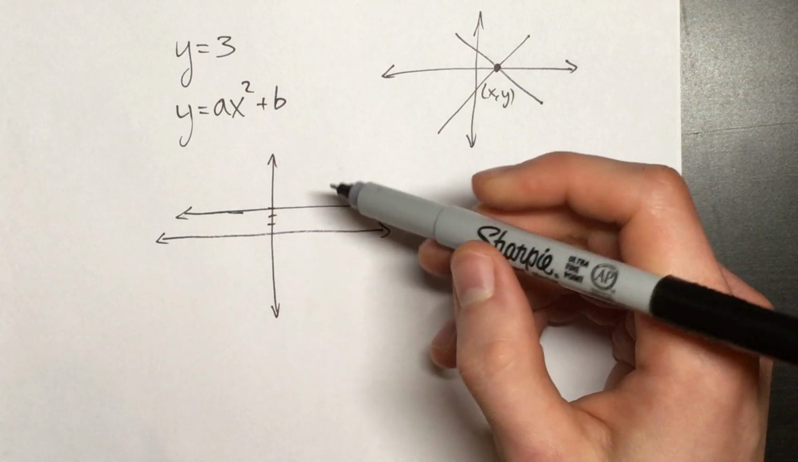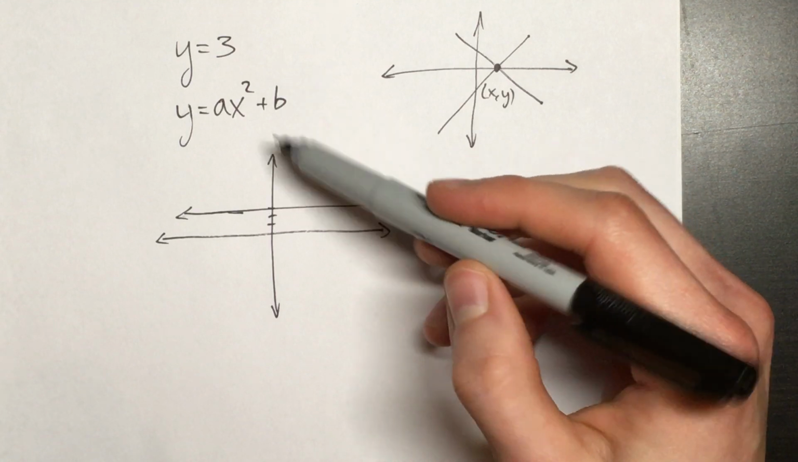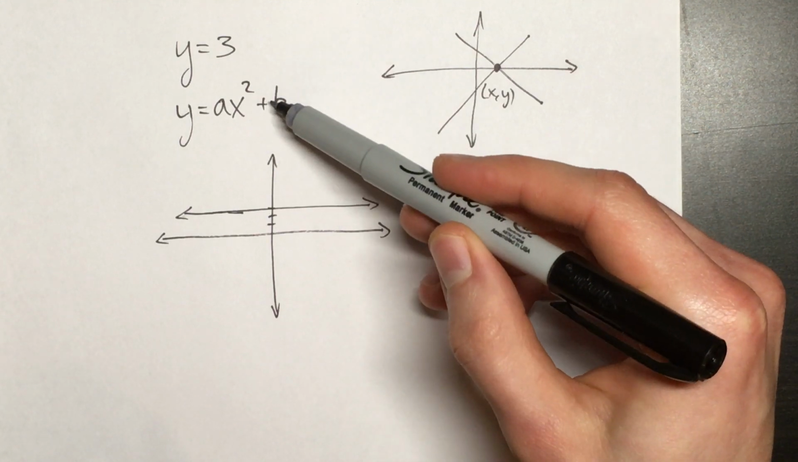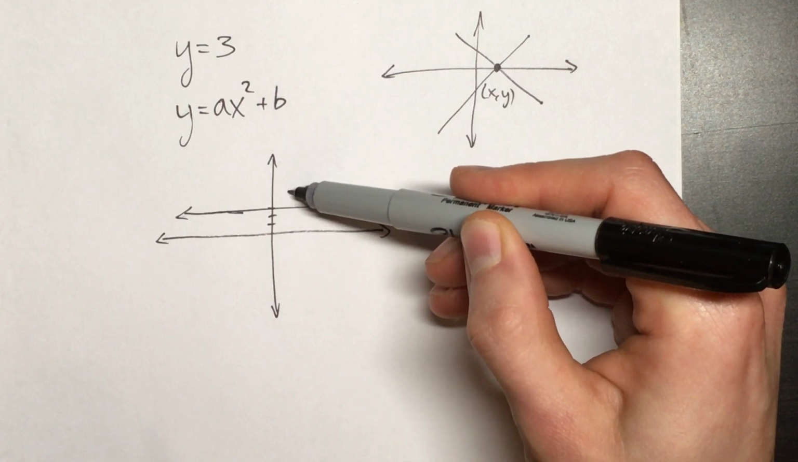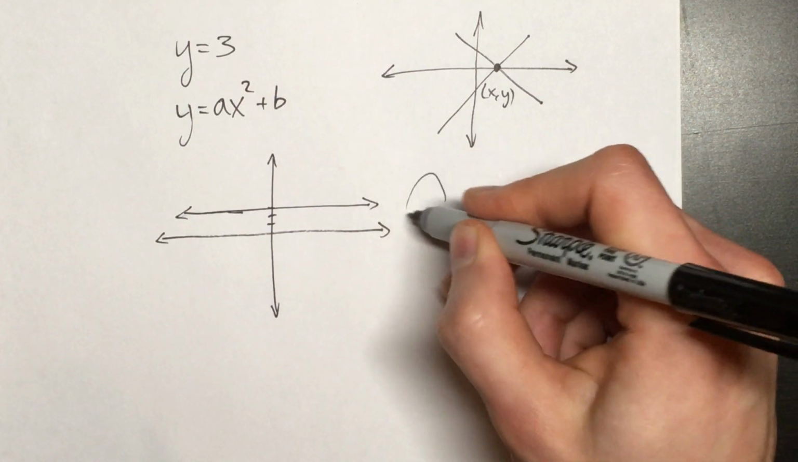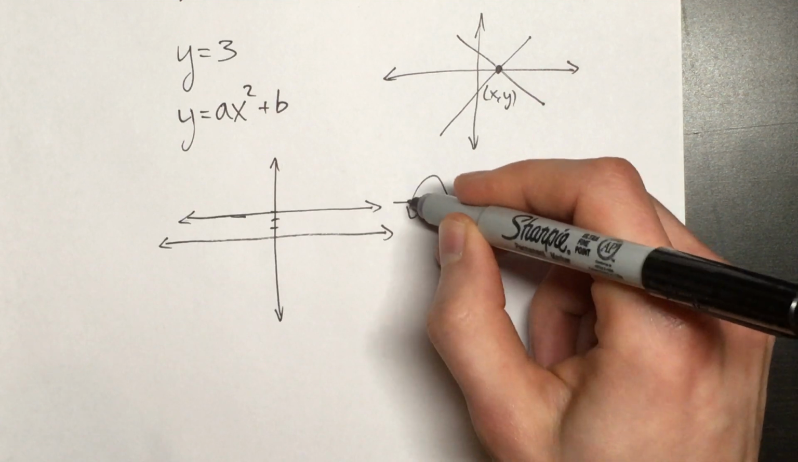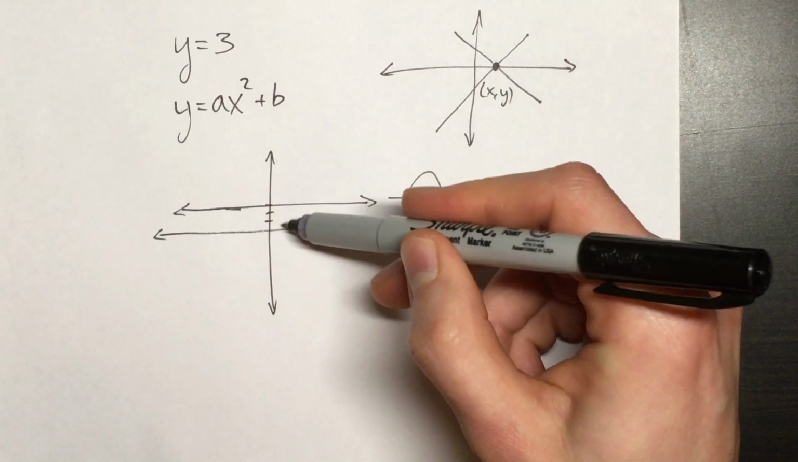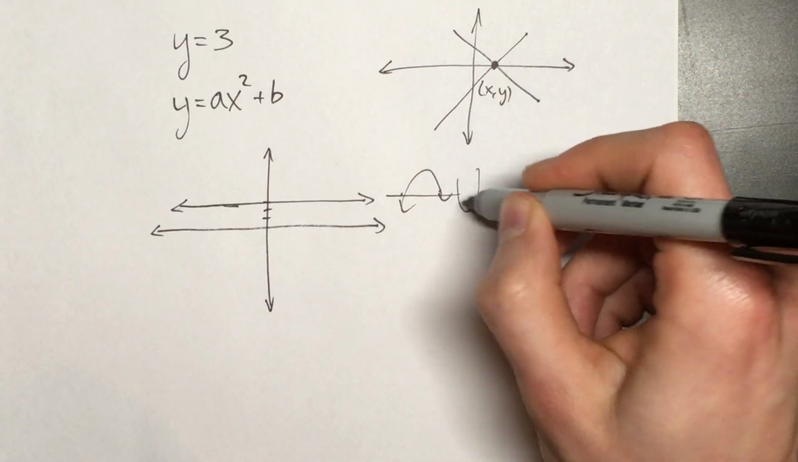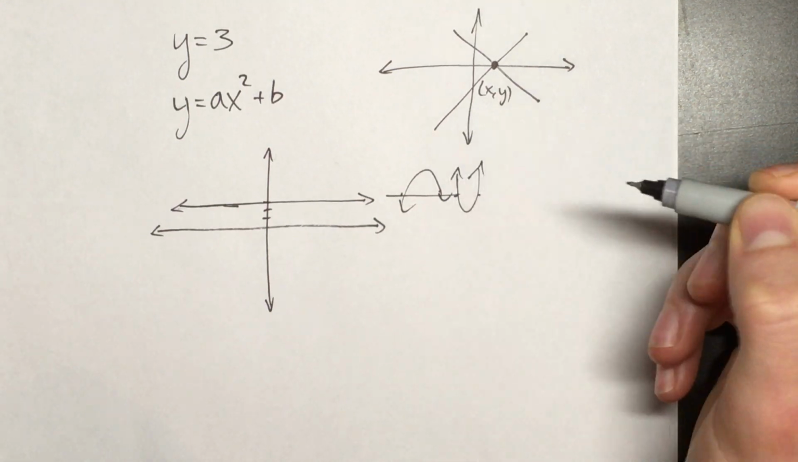So basically, what we want is either a number larger than 3 for b, so it'll be shifted above this line, and then it's opening downward. That way it'll be above the line crossing these two. Or we want a b that's less than 3, so it's shifted below 3, but it's opening up. So again, it would cross twice.